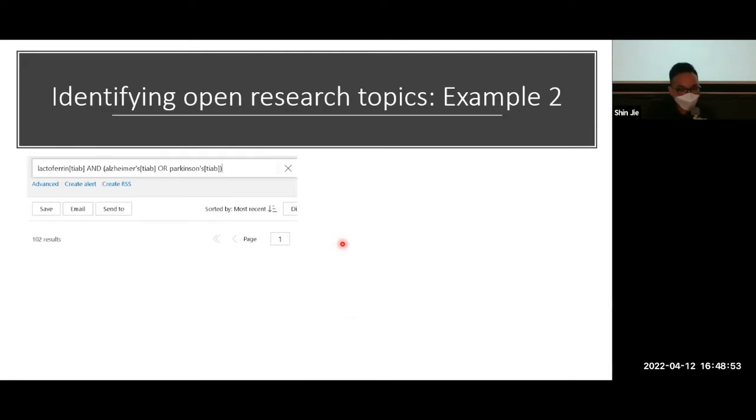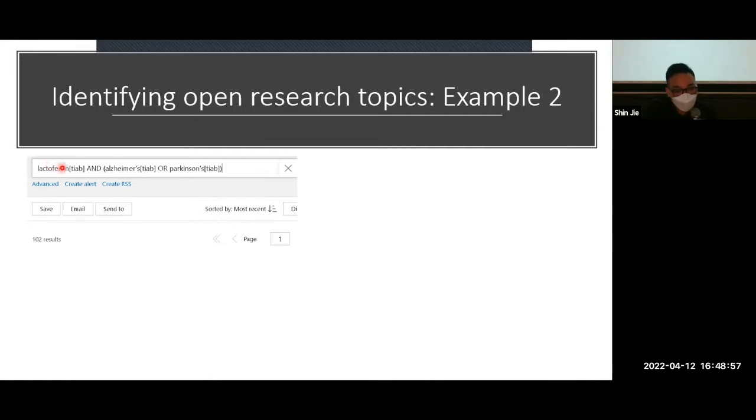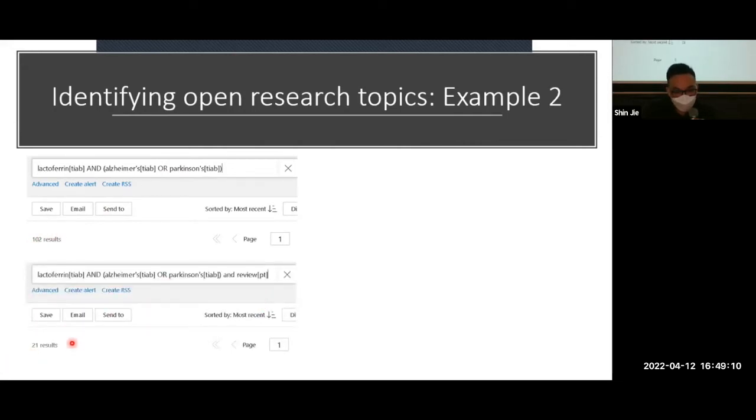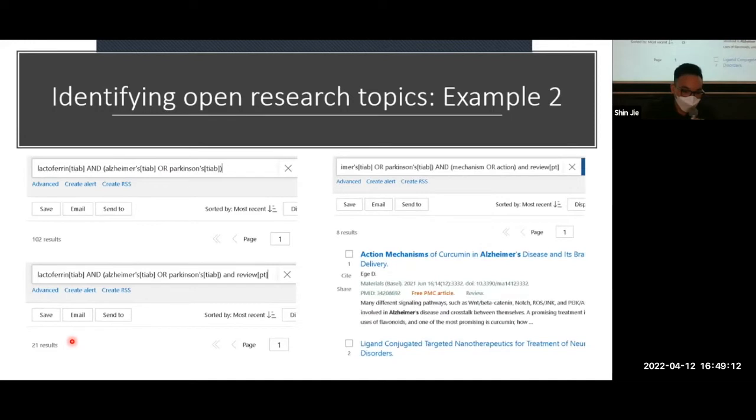Okay, the second example is lactoferrin, and this is what I'm working on right now. I want to know what has been done on lactoferrin, which is an antimicrobial peptide, and Alzheimer's and Parkinson's. Just by searching this alone, I have 102 results. If I key in review, I have 21. But if I want to talk about the mechanisms or mechanism of action, I have 8. Even then, none of them is directly related, because lactoferrin is known as a drug carrier into the brain. That's what this one was about. It is about curcumin. This one is about nanotherapeutics.